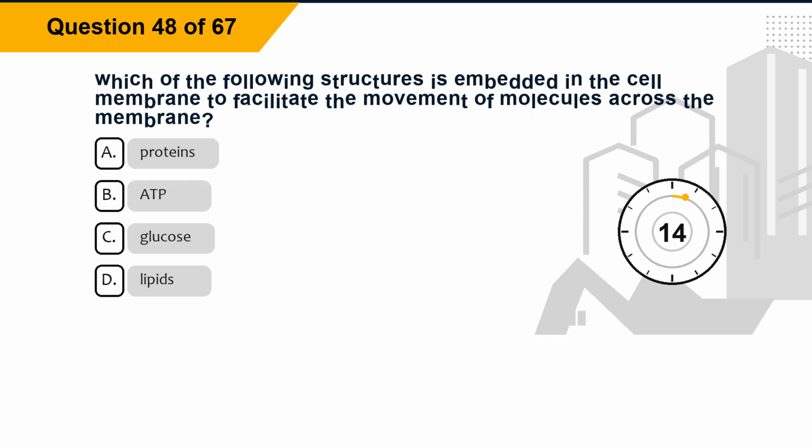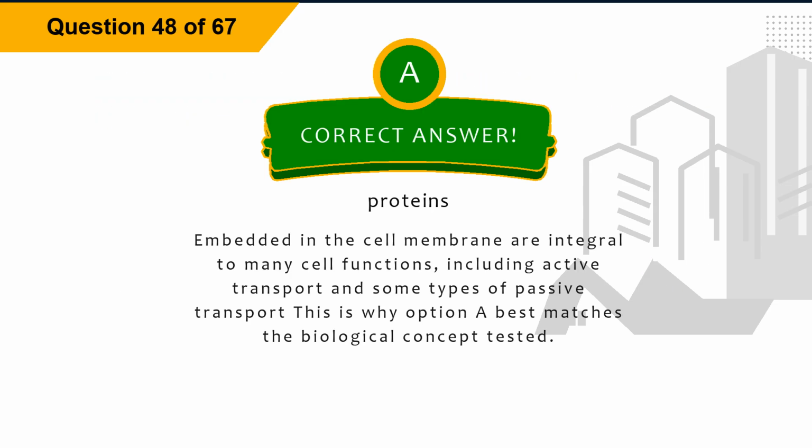Question 48. Which of the following structures is embedded in the cell membrane to facilitate the movement of molecules across the membrane? Option A, proteins. Option B, ATP. Option C, glucose. Option D, lipids. The correct answer is option A, proteins.